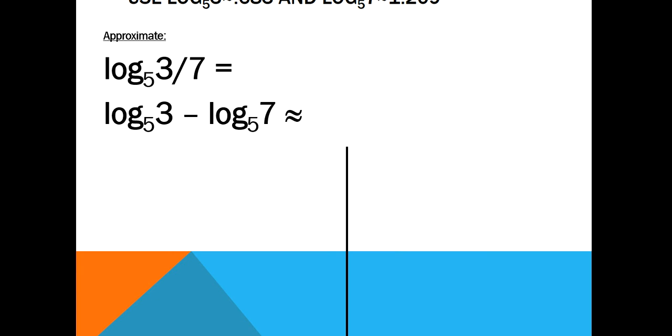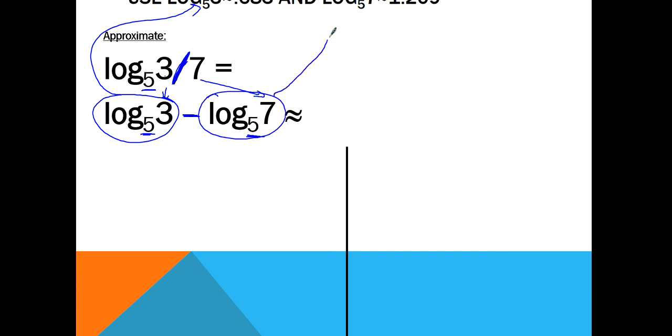Since I have this division here, I'm going to take this 3 over 7 and separate it using the quotient property itself. I'm going to use the same base on my 2 logs, put the numerator first, the denominator second, and put a subtraction in between them. And what this allows me to do now is I know what this is, this is that, and this matches that.